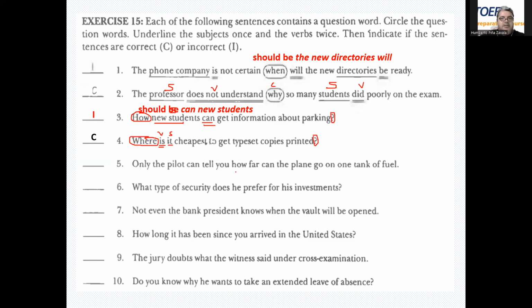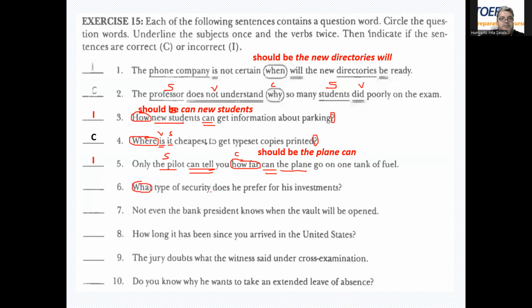Only the pilot can tell you how far can the plane go on one tank of fuel. So you can see the problem here is only the pilot can tell you how far the plane can go, right? Because it's working as a connector.